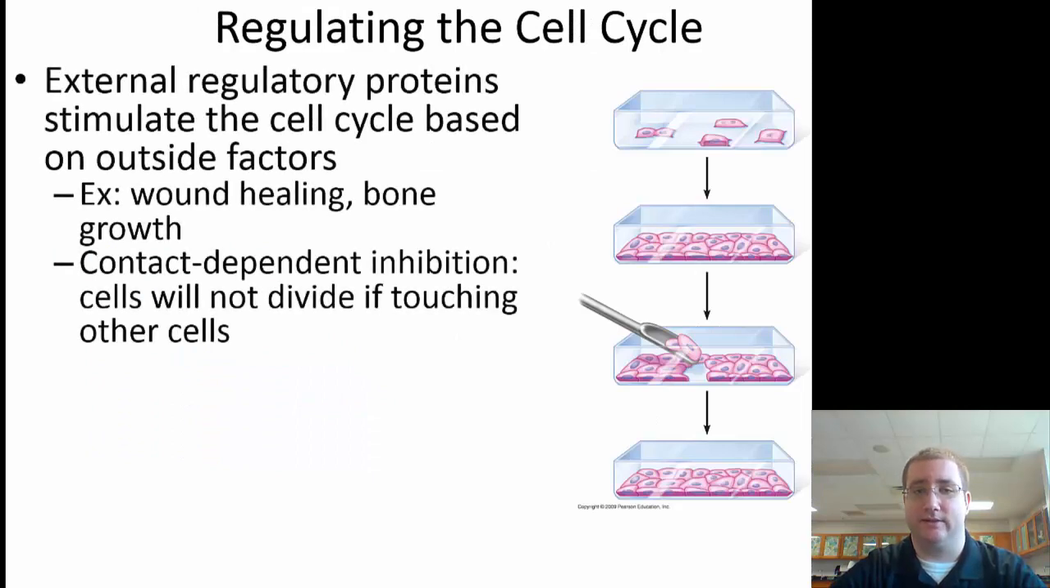With regulating the cell cycle, there are both external and internal regulatory proteins and factors. So externally, cells need to be able to receive signals to know when to divide. A great example is wound healing and bone growth. If you cut yourself, there must be signals sent from the surrounding cells to those cells to say, oh my goodness, we have damage. You need to start making more cells so we can fill in that cut. So there are external cell signals that can be sent to cells that say, you need to start dividing and make more cells.